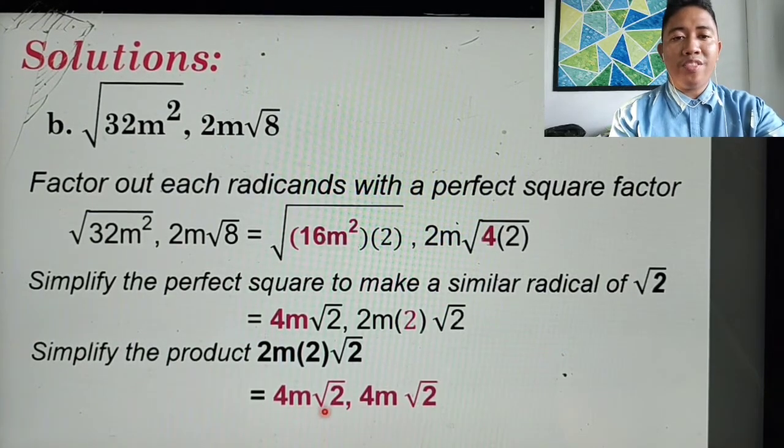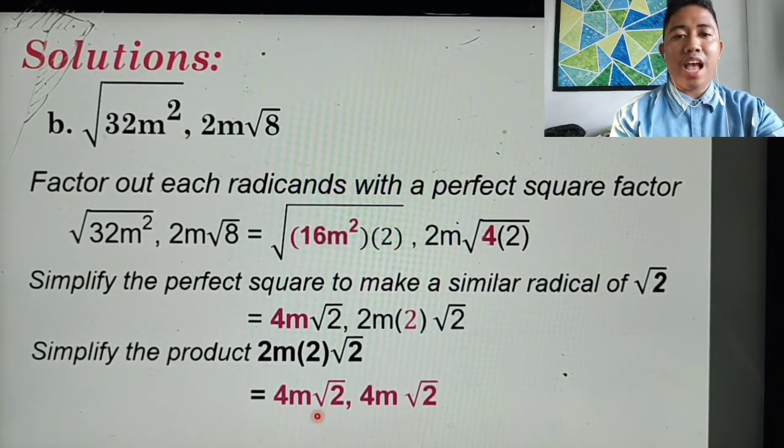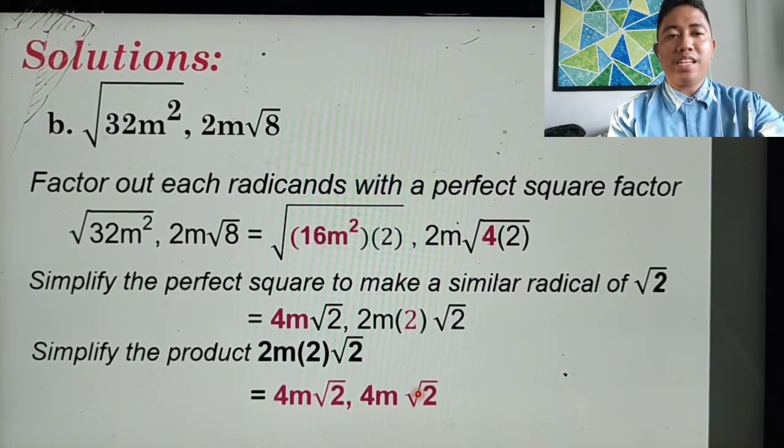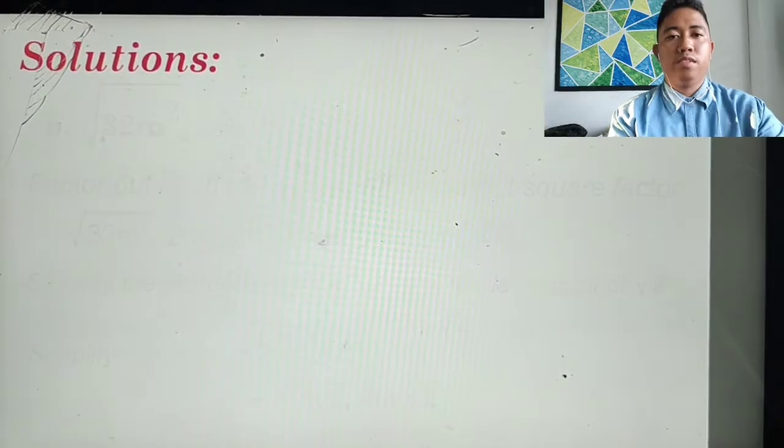So 4m square root of 2 and 4m square root of 2 are said to be similar radicals because they have a common factor of the square root of 2. Let us proceed to the next example, letter C.